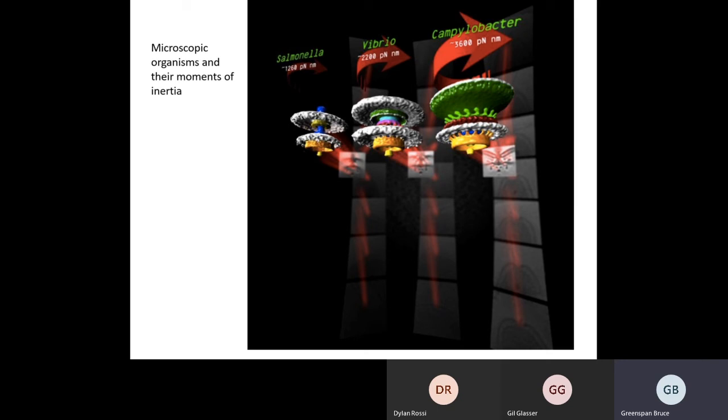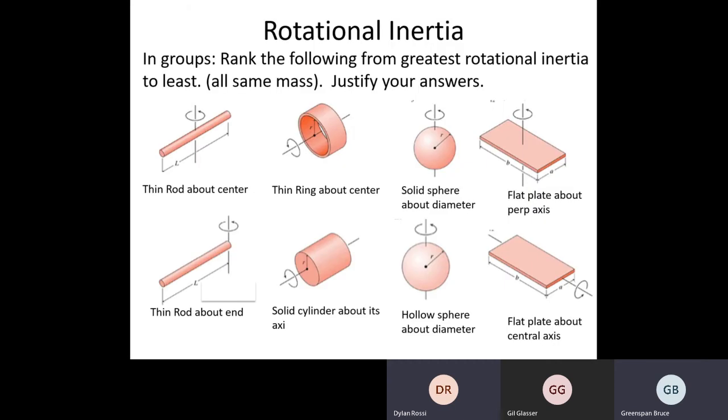They each have different moments of inertia. If you notice their units, piconewtons times nanometers. So that's a torque unit. How much torque? Because these bacteria drill into your cells. It's kind of gross when they kill you. All right. So you see this slide with the rotational inertias? Yes.